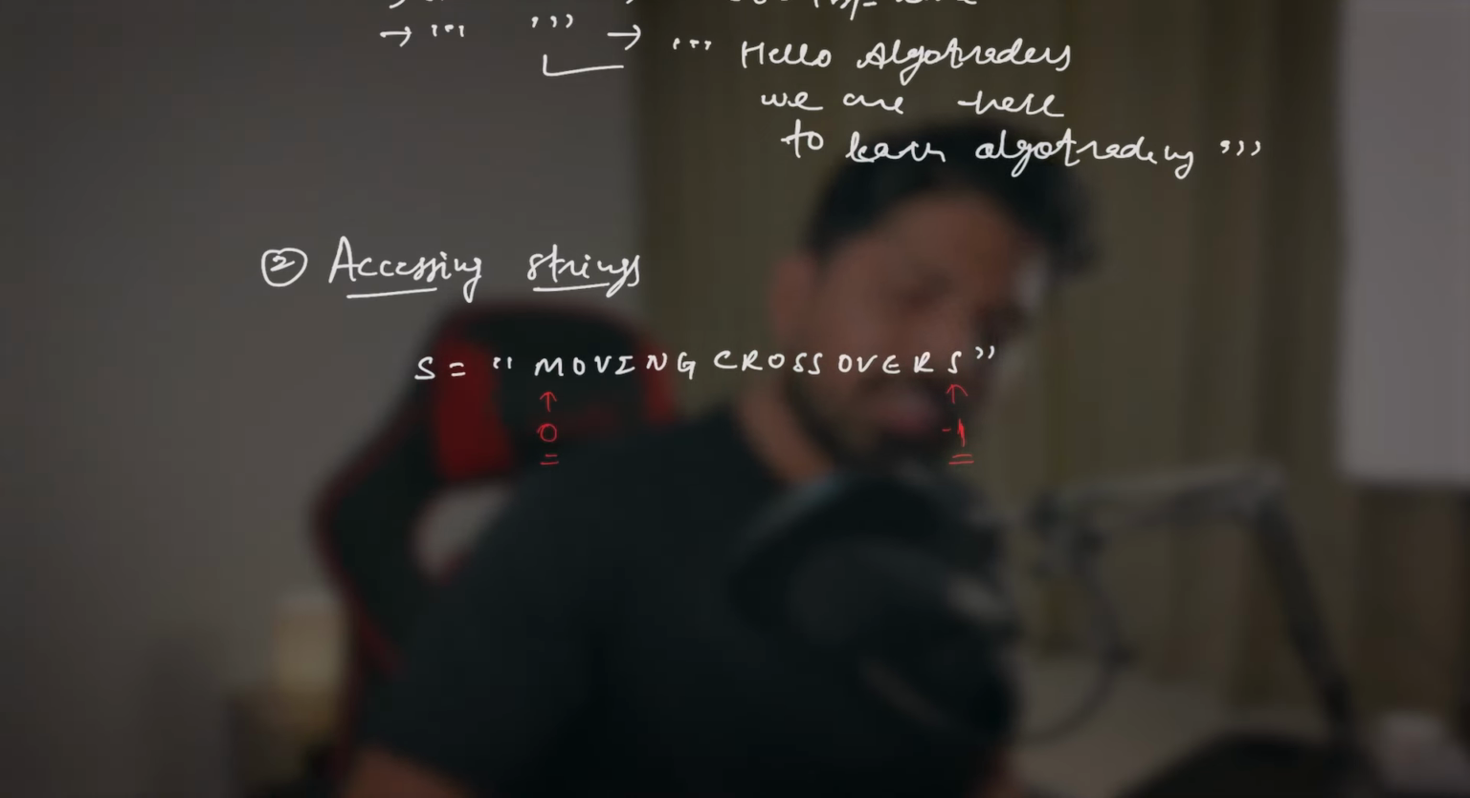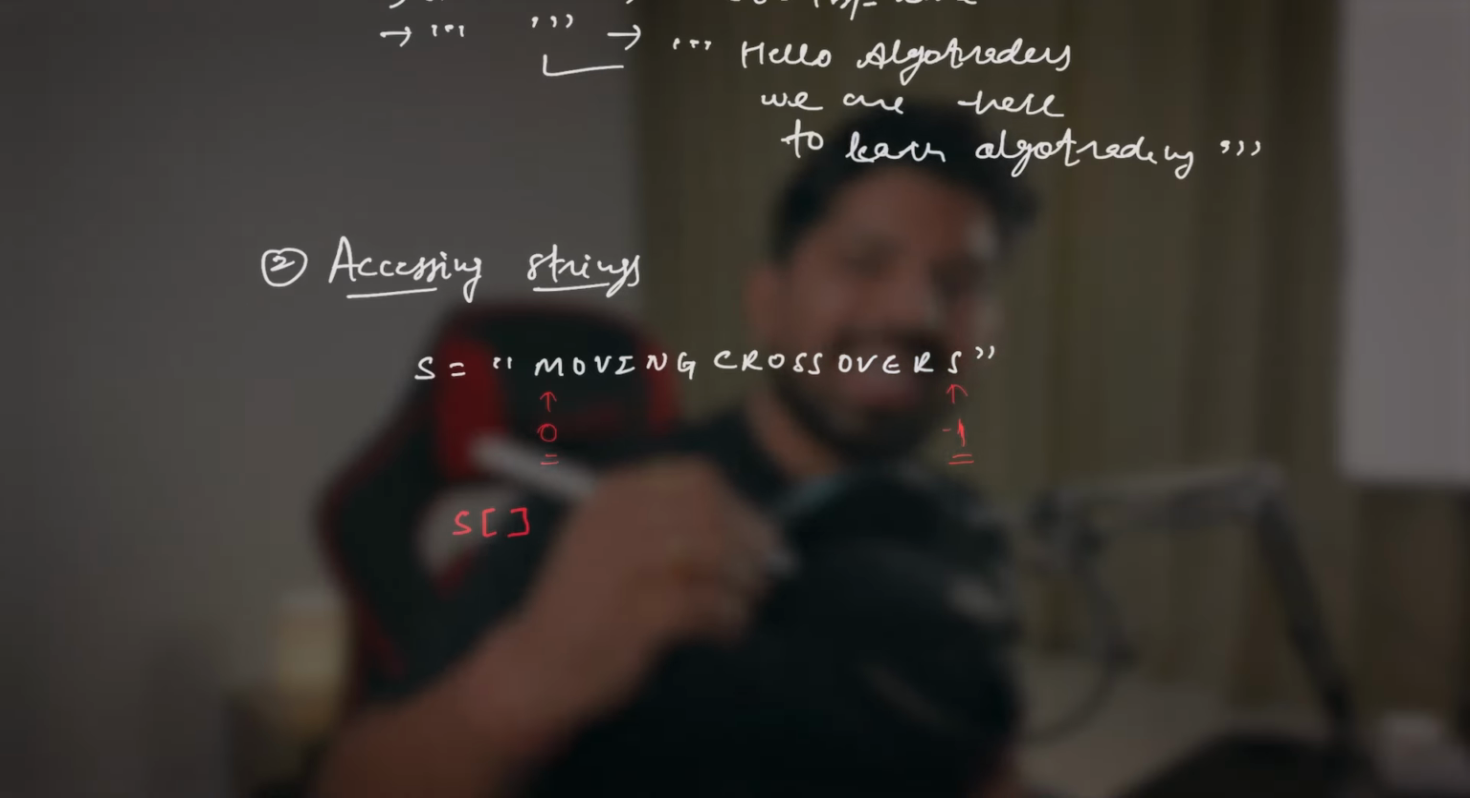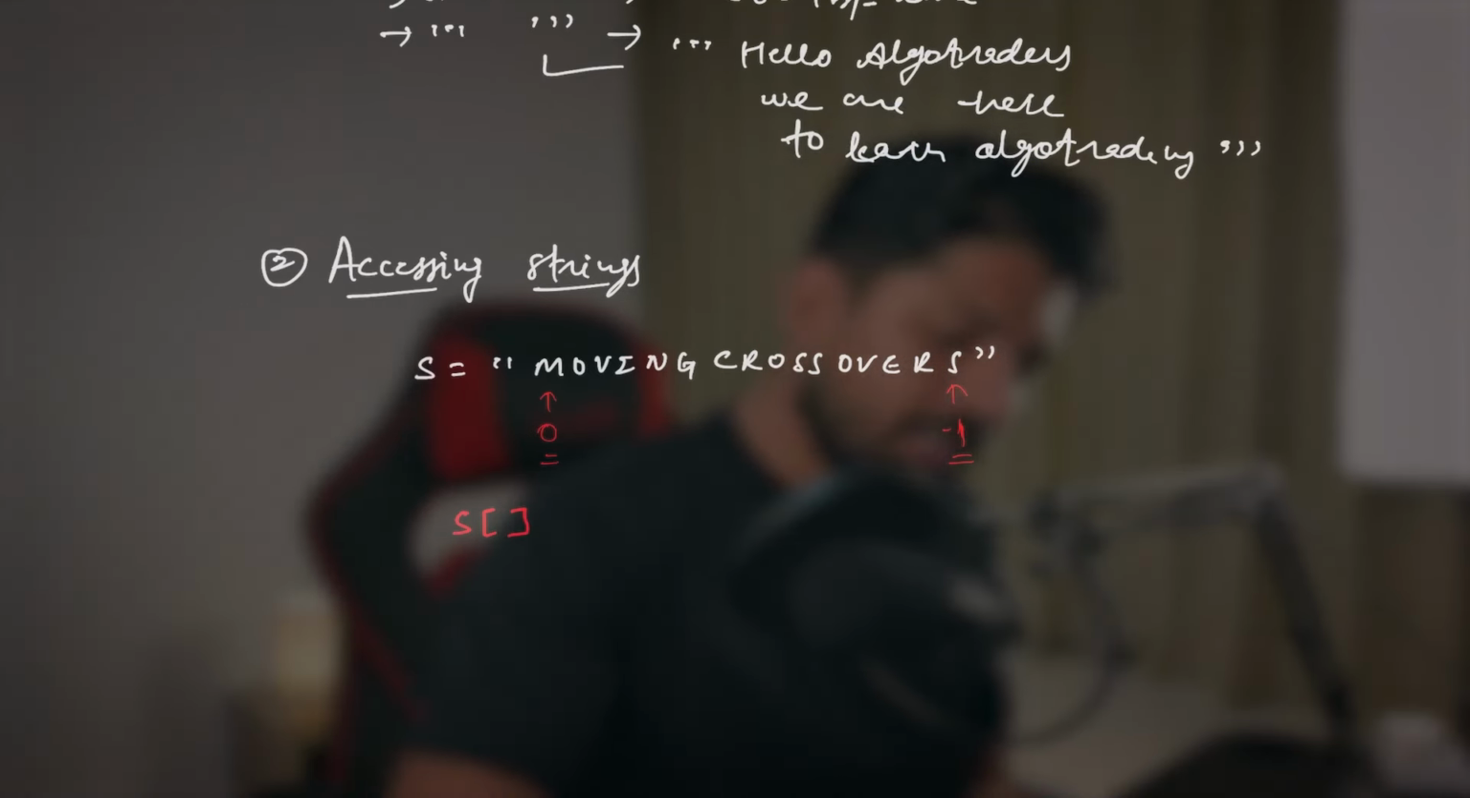Let's say now you want to access the first character of a string. What you can do is write the variable name, then give a square bracket, and inside that you write the index position. Here we know that we want to access this m, so I will write 0.